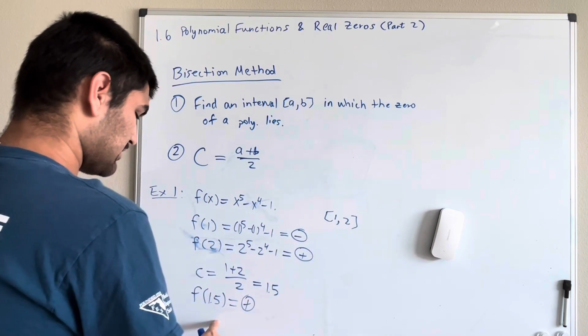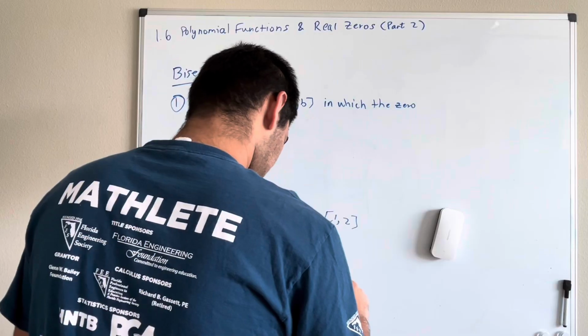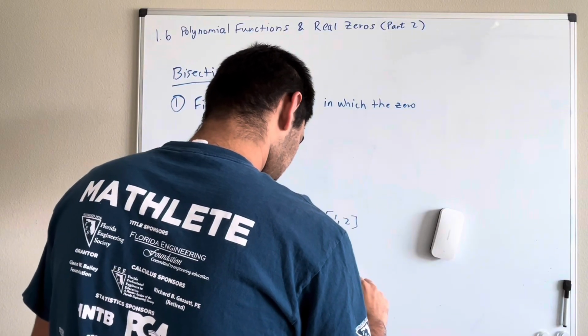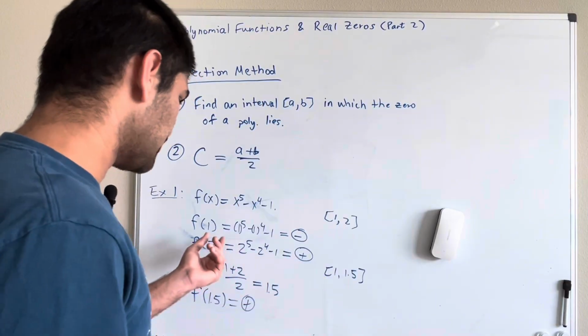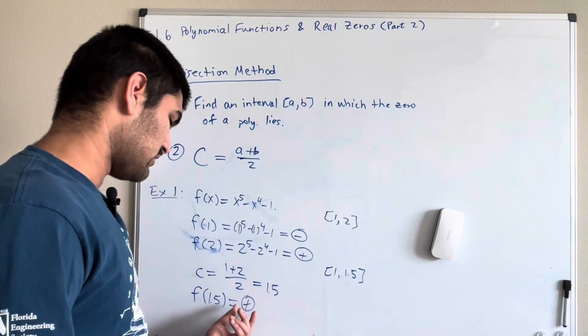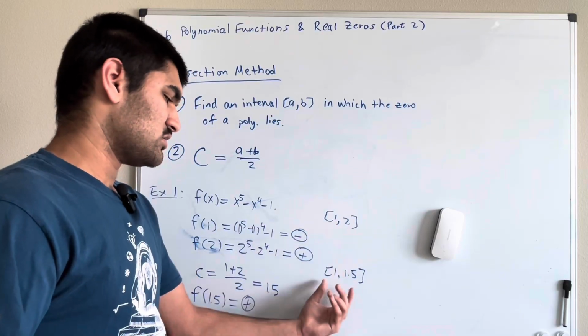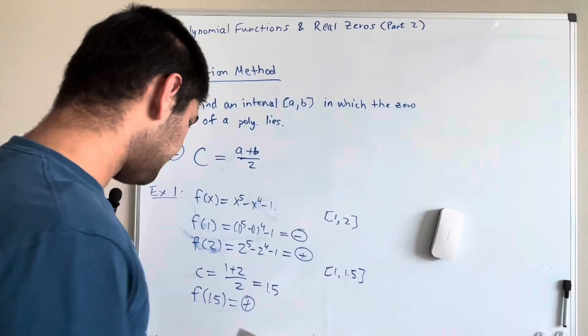And so that means that b is positive and c is positive. So that means that the new interval is from 1 to 1.5. Right? Because we know that if we put 1 into our function, we get a negative value. And we just found that if you put 1.5 into our function, you get a positive value. So we've basically shrunk this interval in half, and we're getting closer and closer to the 0.